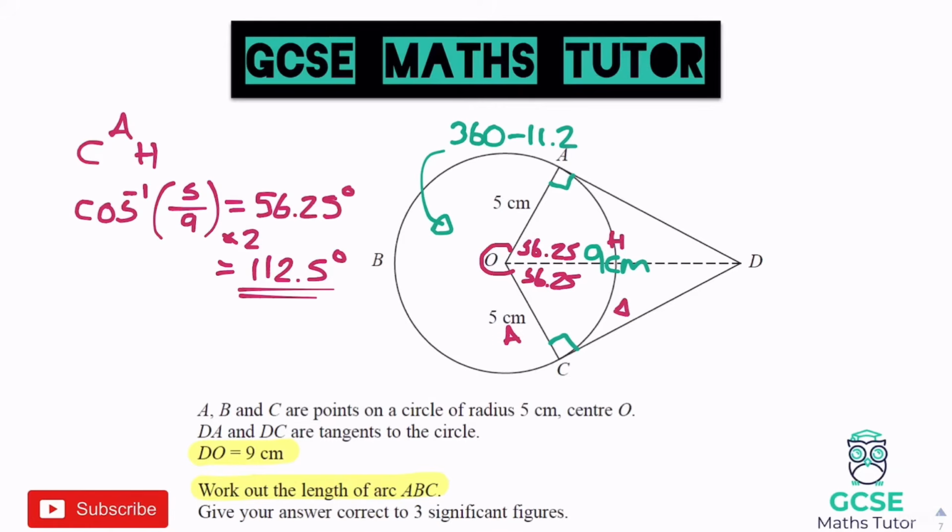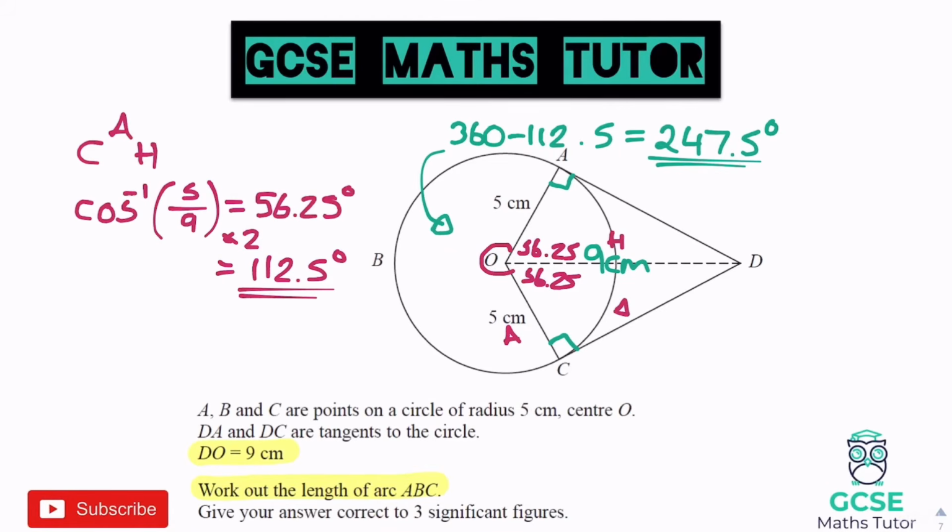That is not 112.5, so write that in again, 112.5. There we go. And what does that give us? 360, take away 112.5, and that is 247.5 degrees. There we go, 247.5 degrees. Now we've got the angle in that major sector, the big sector.